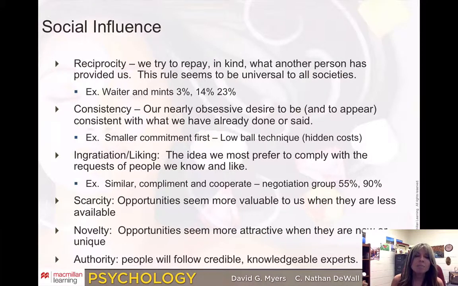Okay, and the principle of authority. It's the same thing as obedience, and we're going to talk more in detail about obedience and that social influence. But a small piece of that obedience is an authority figure, and when we view somebody as a credible authority, it's really hard for us to go against it.